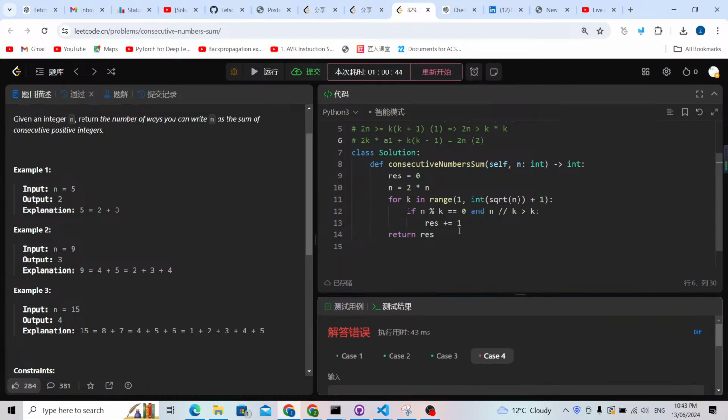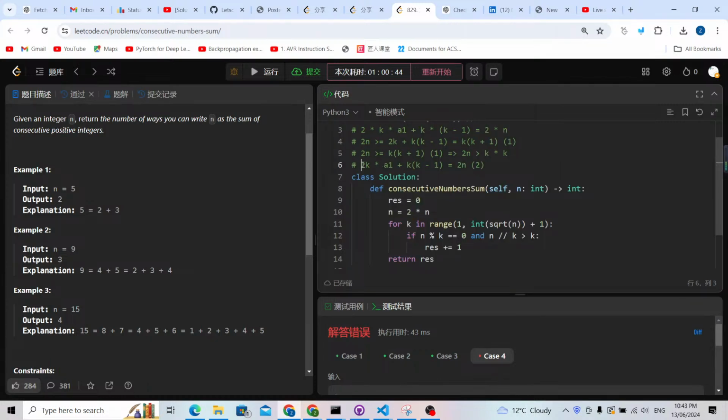Because we didn't consider the second formula, and the second formula is going to be 2k times a1 plus k times k minus 1 should be equal to 2n. So currently we just get this number n, and we enumerate this k, so we can directly have another formula to check. So we're going to check it from here. This means n divided by k. Let me check that.